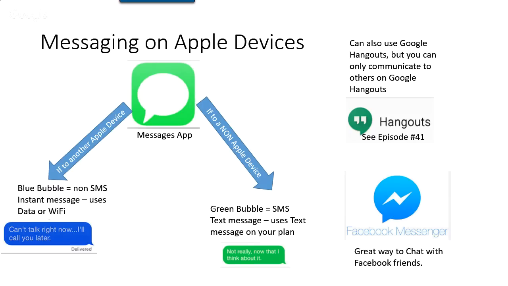It is using data or Wi-Fi because it understands what another Apple phone is, and it can use this different frequency, I guess. If you see a green bubble, it means you're sending the message to a non-Apple device, and you have to use the standard text messaging on your plan. And then there are others, Google Hangouts and Facebook Messenger, and we'll just mention them again at the end. They primarily use data, but they can use SMS.